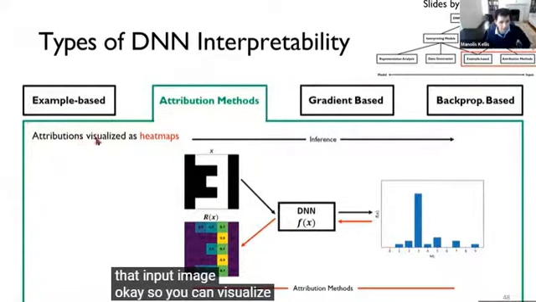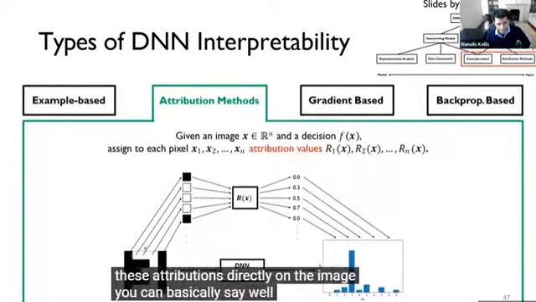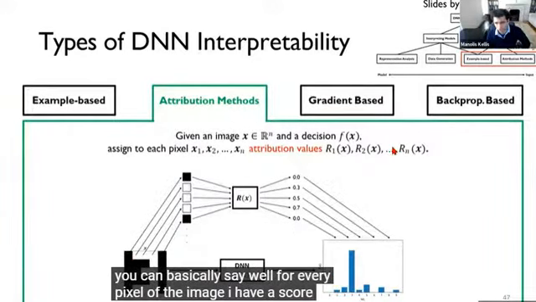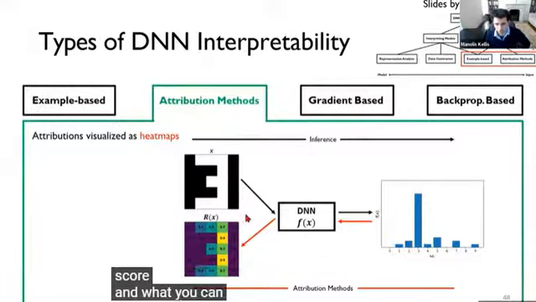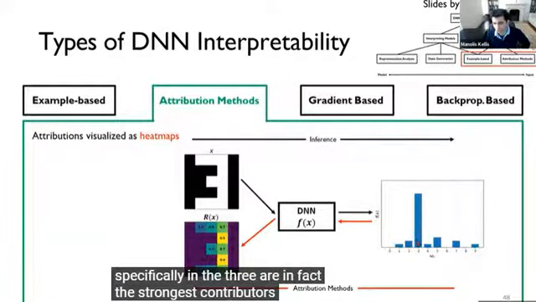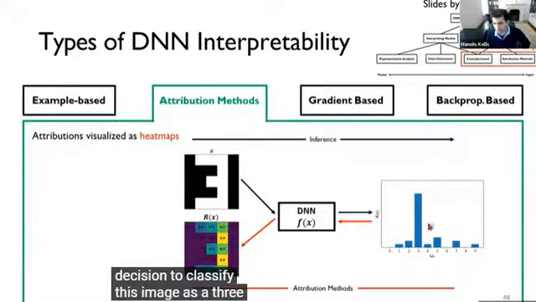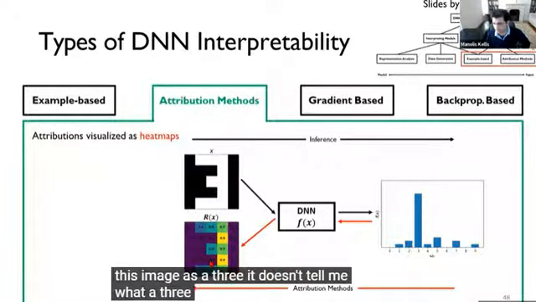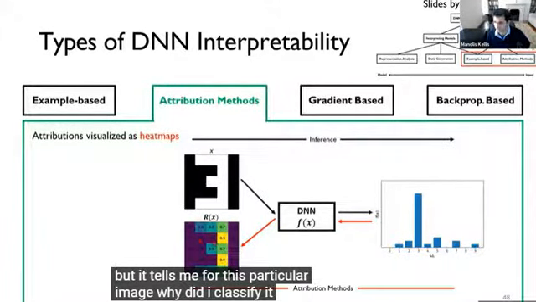So you can visualize these attributions directly on the image. You can say, well, for every pixel of the image, I have a score, so why don't I directly visualize that score? And what you can see is that the junctions here, specifically in the 3, are in fact the strongest contributors to the decision to classify this image as a 3. It doesn't tell me what a 3 looks like, but it tells me, for this particular image, why did I classify it as a 3?